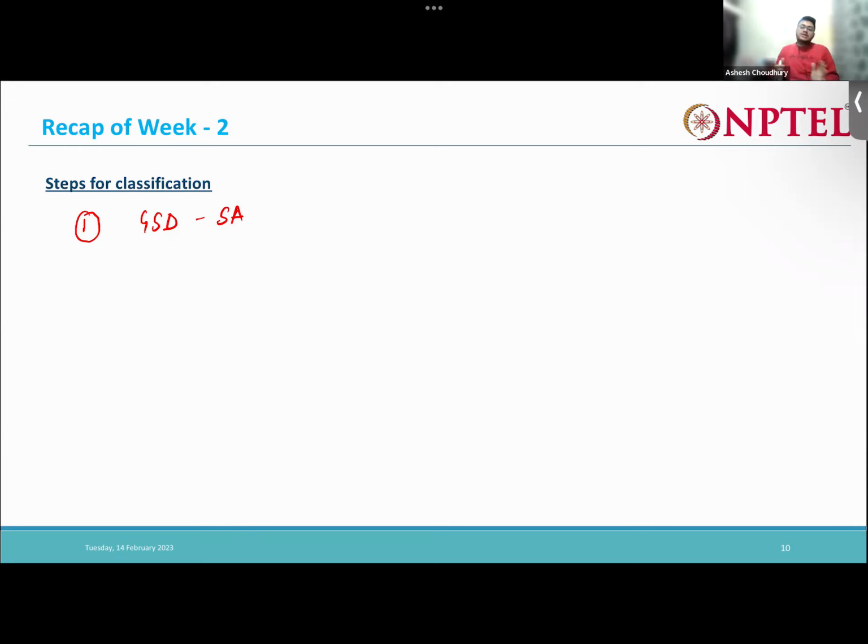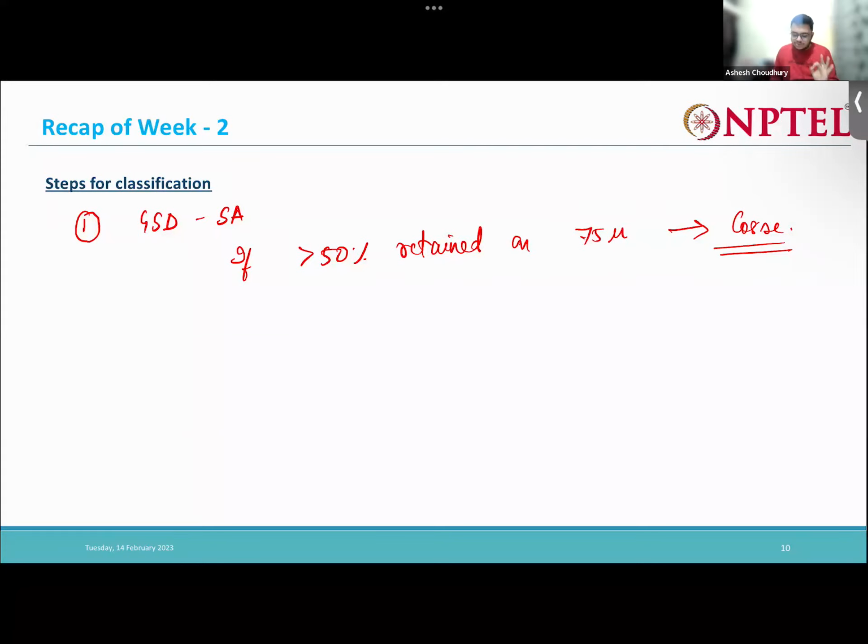Now, if more than 50% is retained on the 75 micron sieve, that means our soil is coarse. Correct. First thing, as soon as you see that more than 50% is retained on 75 micron, you can say that our soil is coarse.